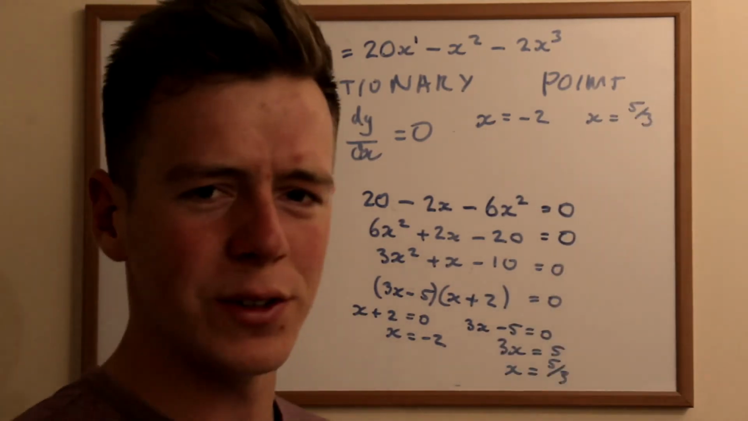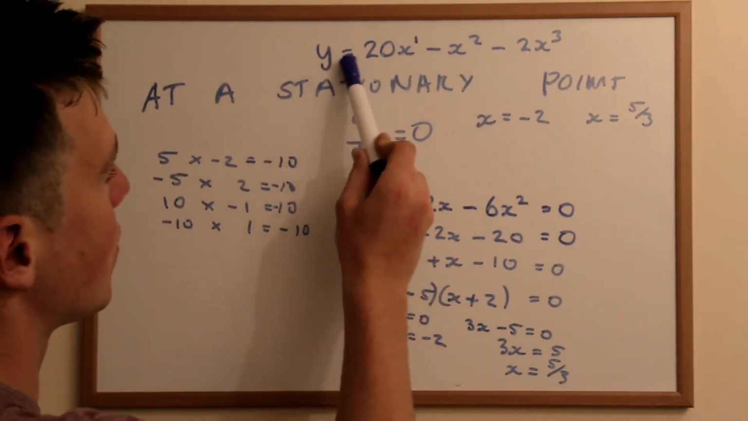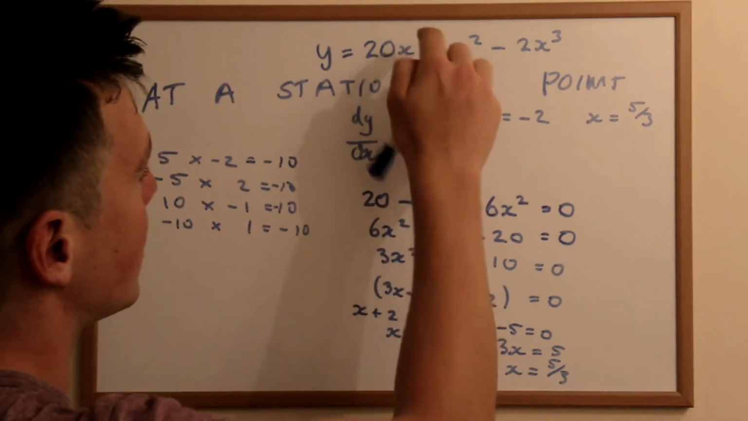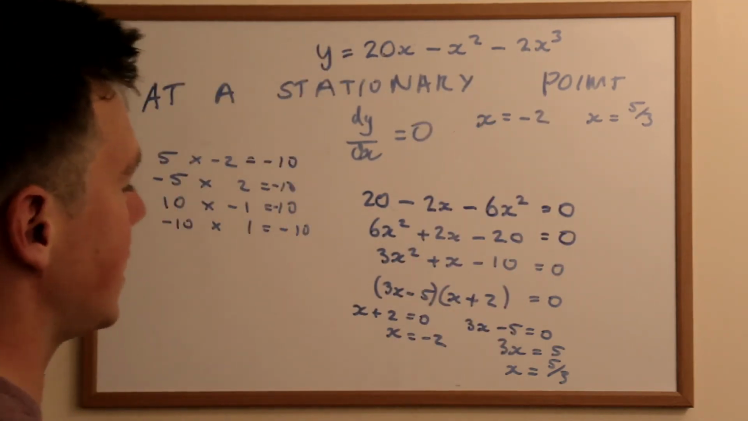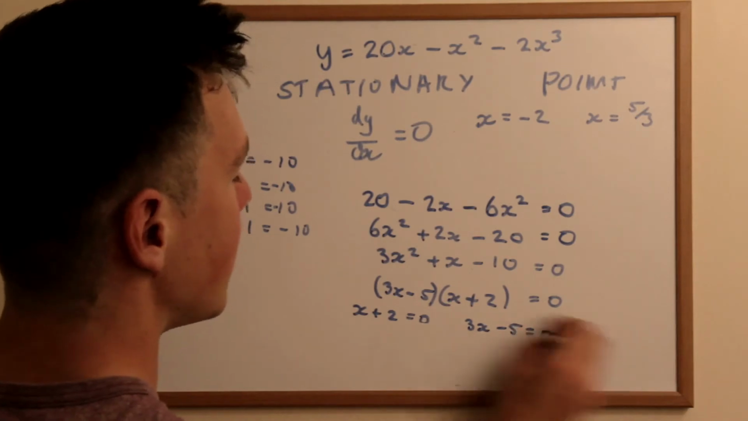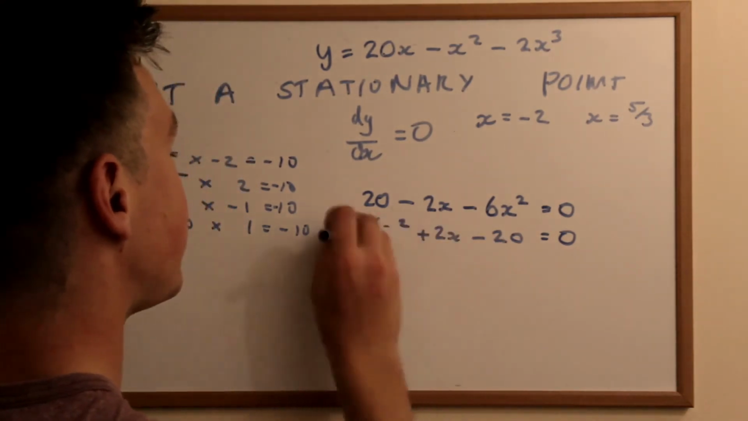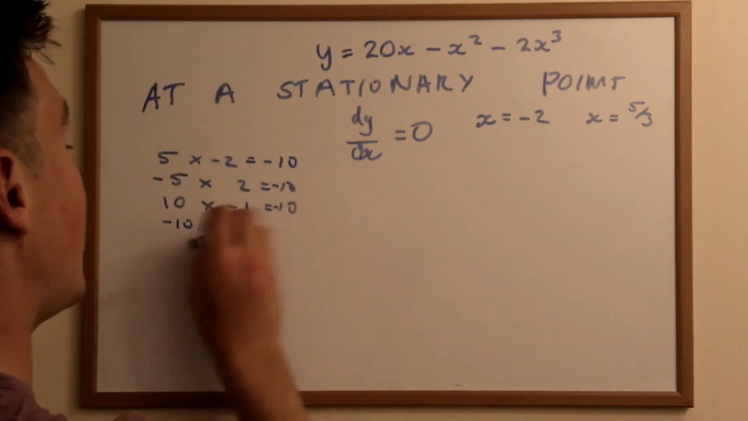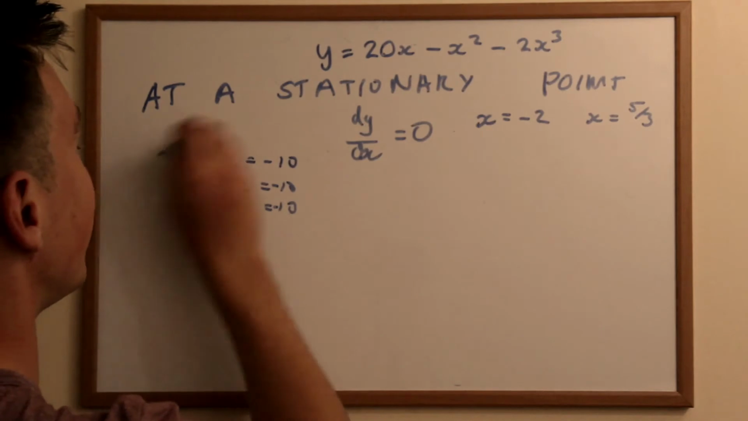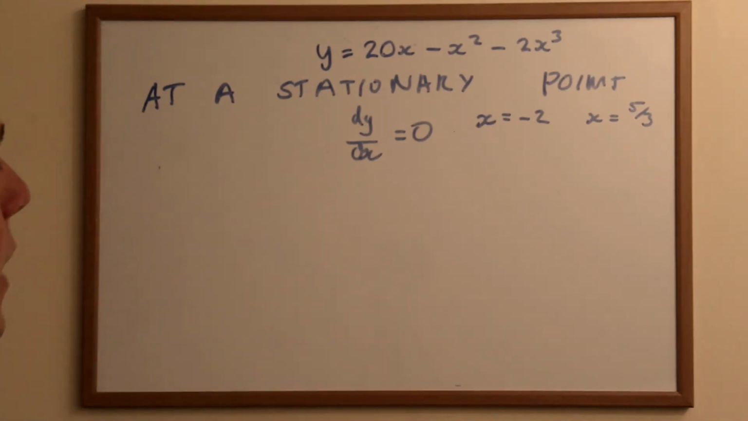Now, how do we find the y values? Well, we have an equation of y that is written in terms of x, our original equation. So all we need to do is simply plug our x values into that equation, and that will provide us with the two y values of each of the respective x values. So let's have a look.